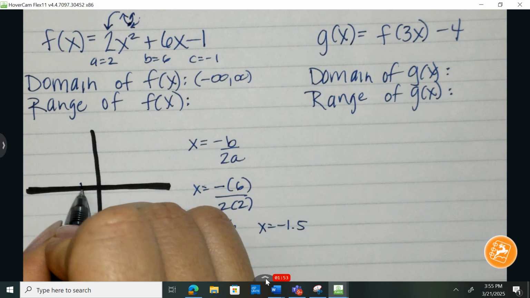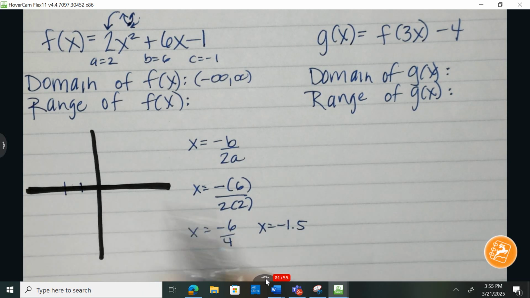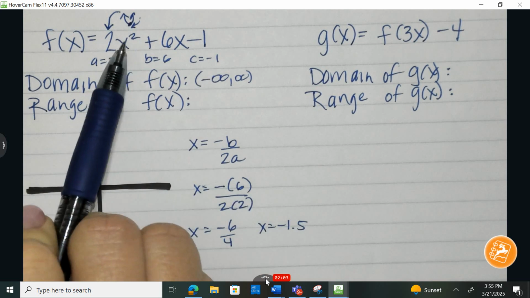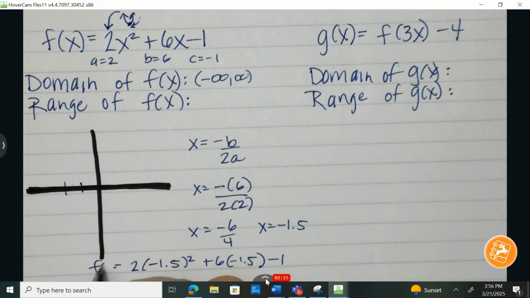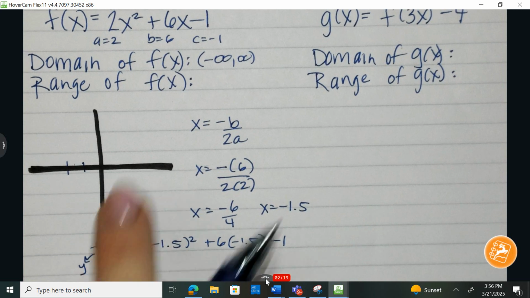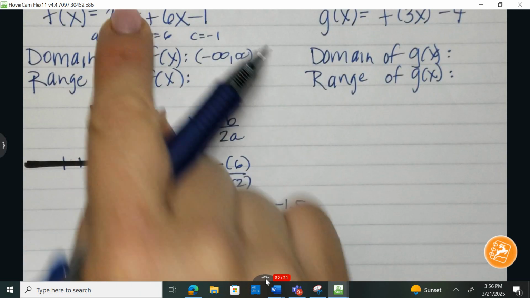So that means I would be going over here to -1.5, and now we need to know the y coordinate of this. To figure out the y coordinate, we're going to go back up to this equation, and wherever I see an x value, I'm simply going to plug it in. So I have 2 times -1.5 squared plus 6 times -1.5 minus 1. That's what f of x, also known as our y value, will equal. That's going to be the y value of this vertex.